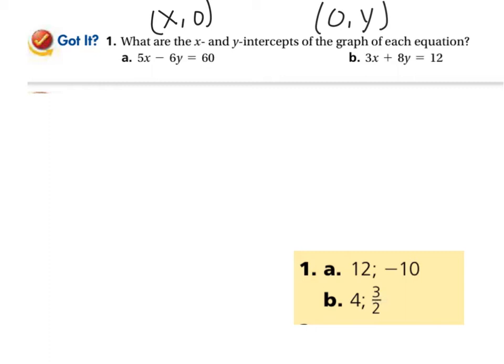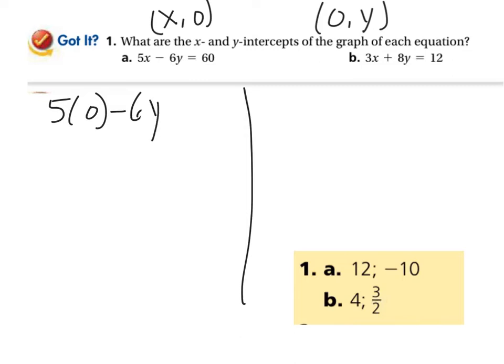So here we're going to actually find them. And again, as a reminder, I put it up top: (x, 0) and (0, y) are the x and the y-intercepts respectively. So for this first one, we're going to plug in 0 for x. So we're going to say 5 times 0 minus 6y equals 60. And that means negative 6y equals 60, and then y is negative 10.